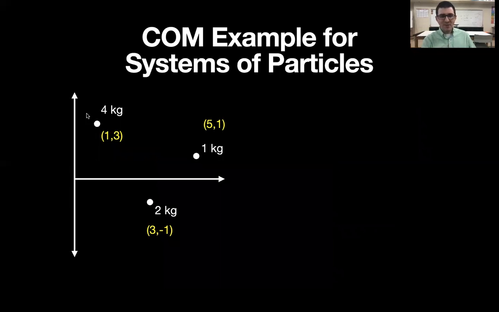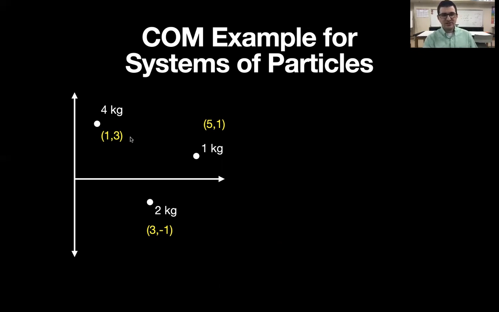So I need to know the mass of each particle and the exact location of each particle. Let's say we have something really heavy, 4 kilograms, 2 kilograms, and 1 kilogram, and then at different positions on my coordinate plane. So the question is, where is the center of mass of this object?